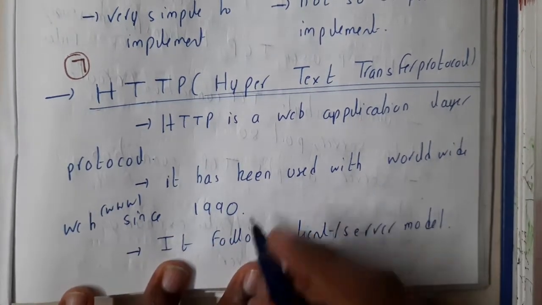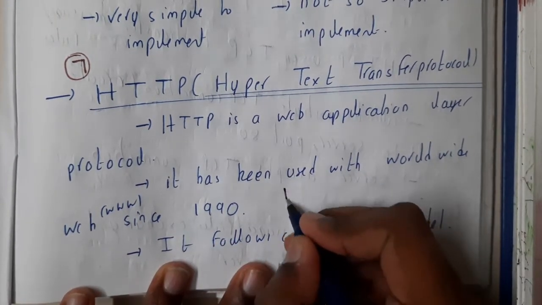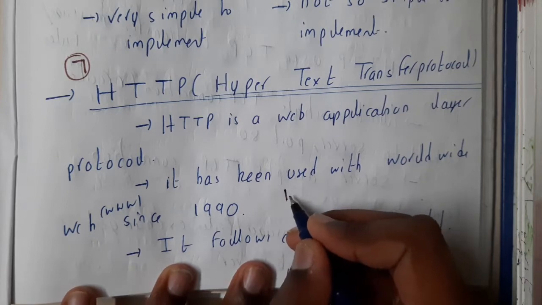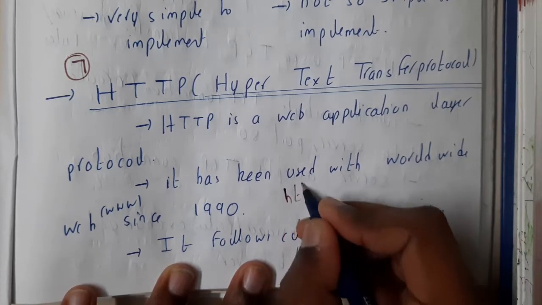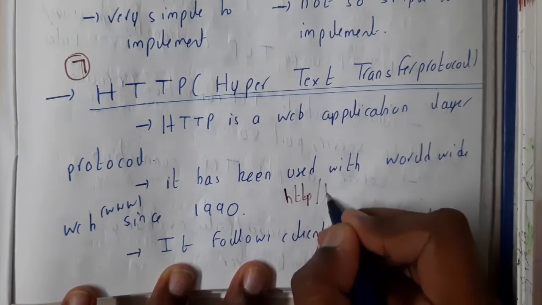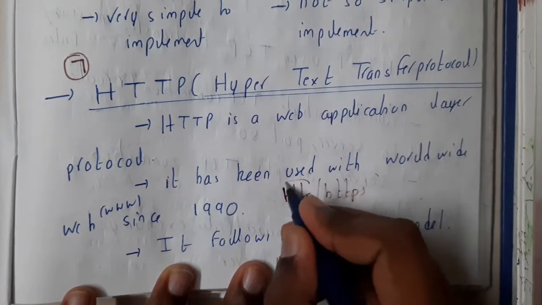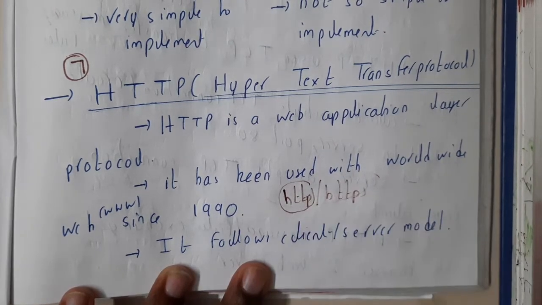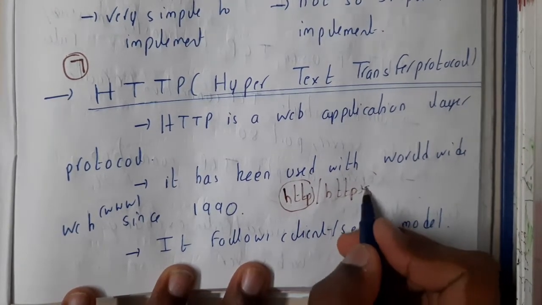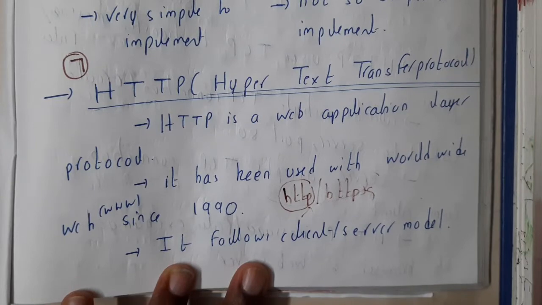Basically, whenever you are visiting any website, if you observe their link carefully, it will be having HTTP or HTTPS in the starting, right? So this is nothing but the HTTP protocol, guys. This is with security and this is without security. That is the only change.